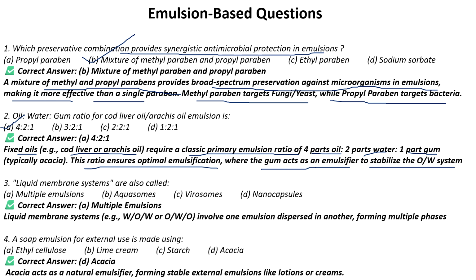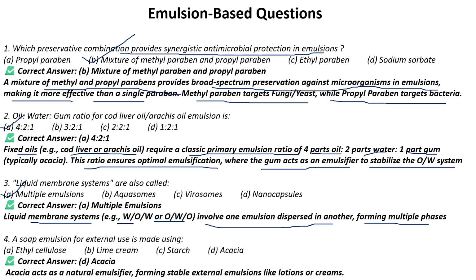Moving on to the next question. Liquid membrane systems are also called, among these four given options? Options are multiple emulsions, aquasomes, virosomes or nanocapsules. So liquid membrane systems, such as water in oil in water or oil in water in oil, involve one emulsion dispersed in another which forms multiple phases. So we can say option A, that is multiple emulsion, is the correct answer for this question. Means liquid membrane systems are also called multiple emulsions. Moving on to the next question.